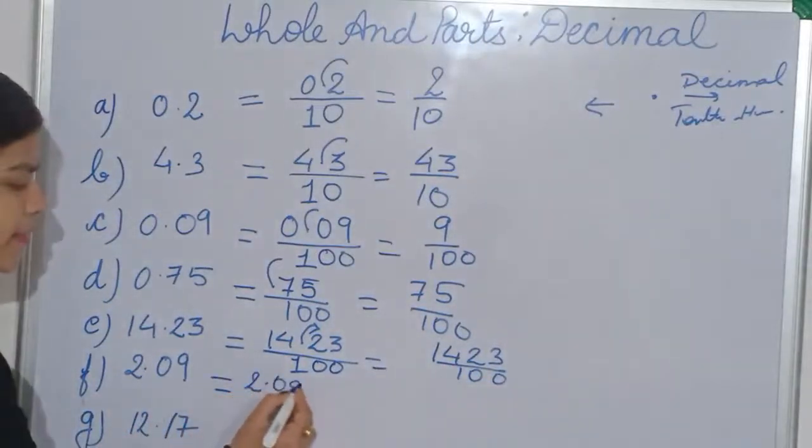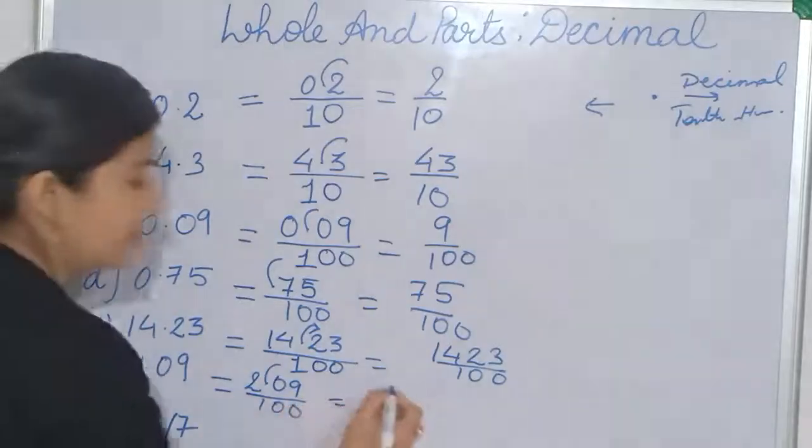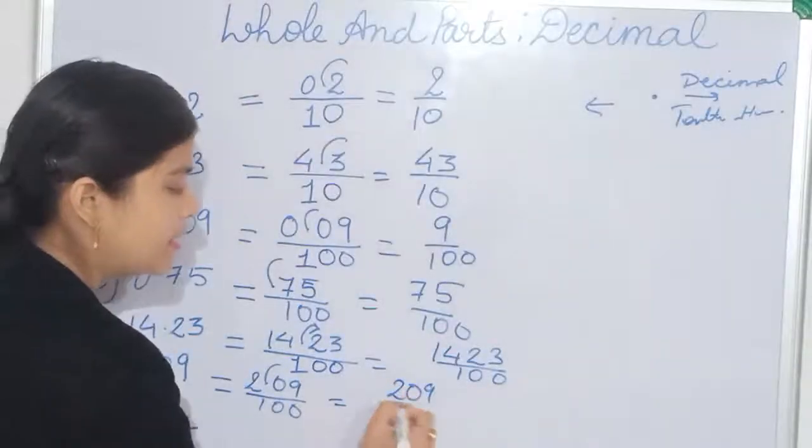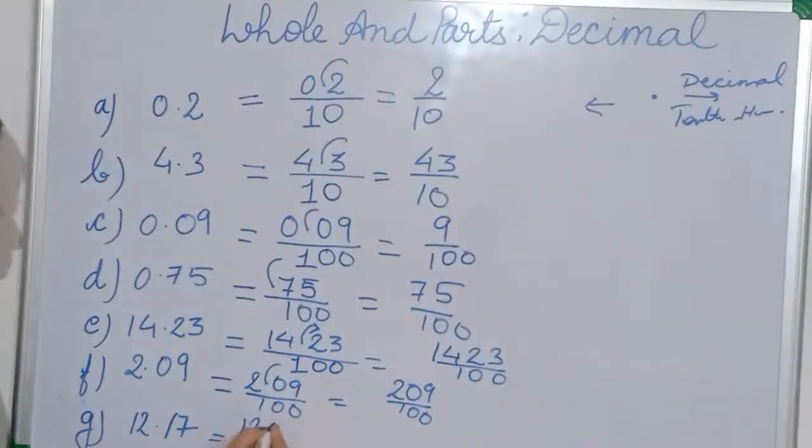Similarly we will write without the decimal point, and then we will put 100 because there are 2 places after the decimal point. Means there are 2 decimal places, 1 and 2. So I put two 0s here. So it is 209 by 100. Then at last same things we will do. We are repeating the same things, okay?